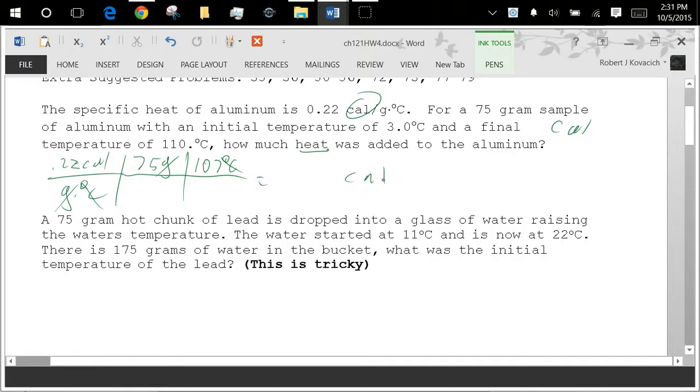And so I get 0.22 times 75 times 107. So 1766 calories. Looks like I have two significant figures here, so 1800 calories for my answer. Are you okay with that?